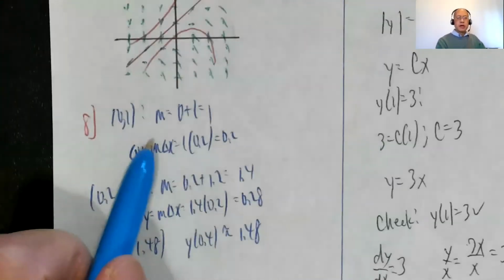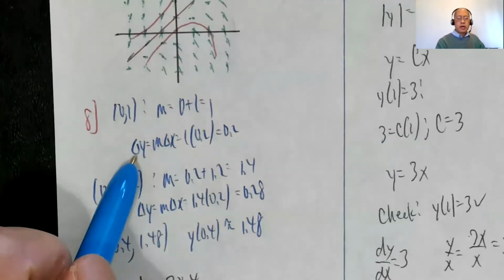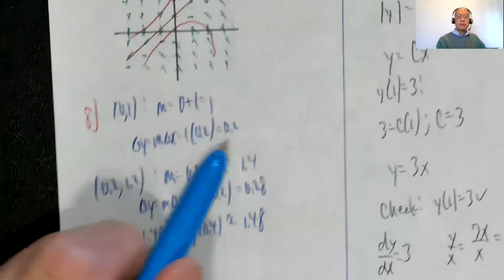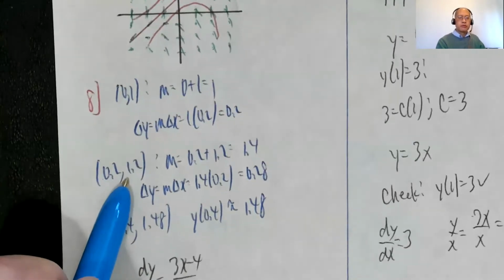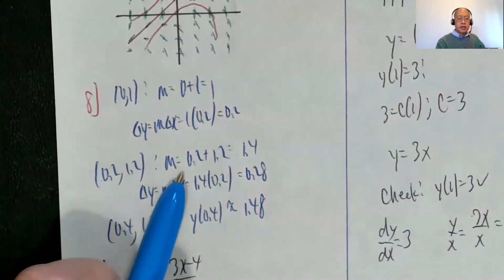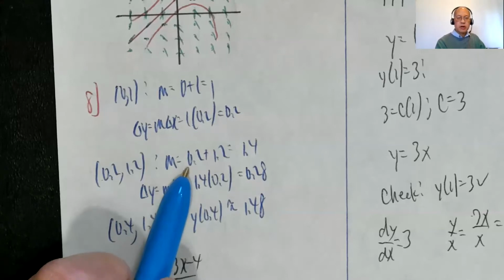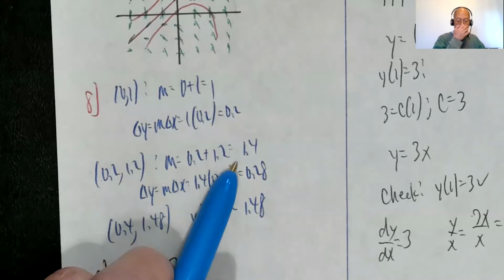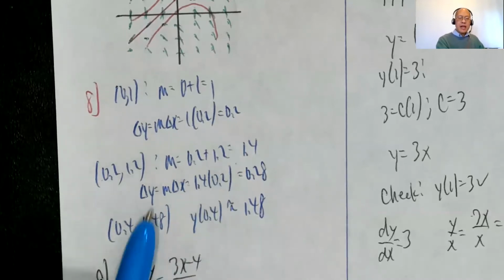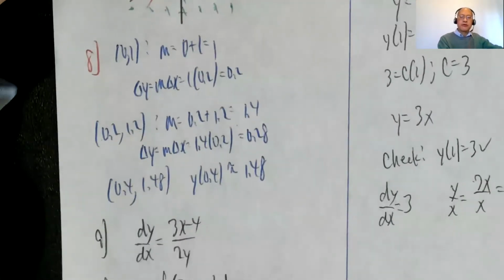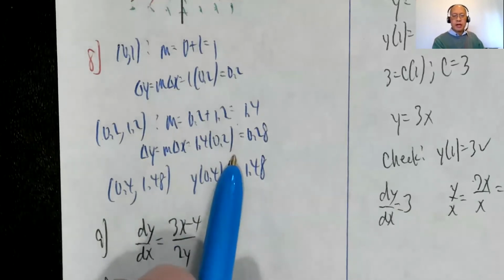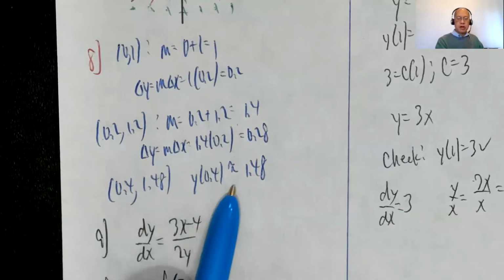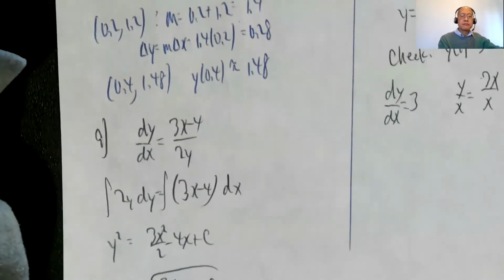Number 8, start at (0, 1). Slope is 0 plus 1, which is 1. Delta y is m delta x, which is 1 times 0.2 or 0.2. So the new point is (0.2, 1.2). New slope is x plus y, so 0.2 plus 1.2 comes out to be 1.4. Delta y is m delta x, 1.4 times 0.2, 0.28. So (0.4, 1.48). So y of 0.4 is approximately 1.48.